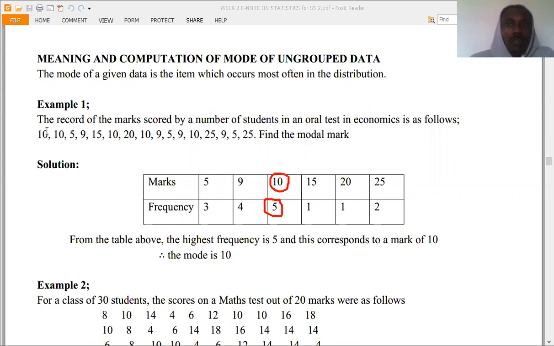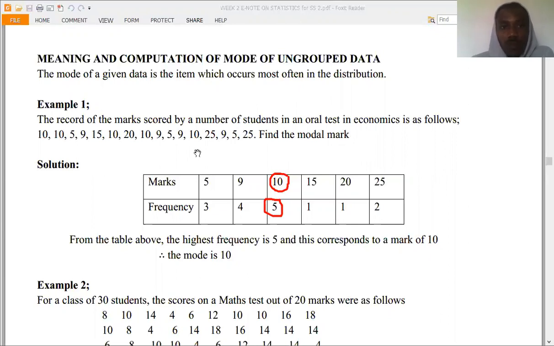Example 1: the record of the marks scored by a number of students in an oral test in economics is as follows: 10, 10, 5, 9, 15, 10, 20, 10, 9, 5, 9, 10, 25, 9, 5, 25. Find the modal mark. Like we said, the mode is the data that occurred most.